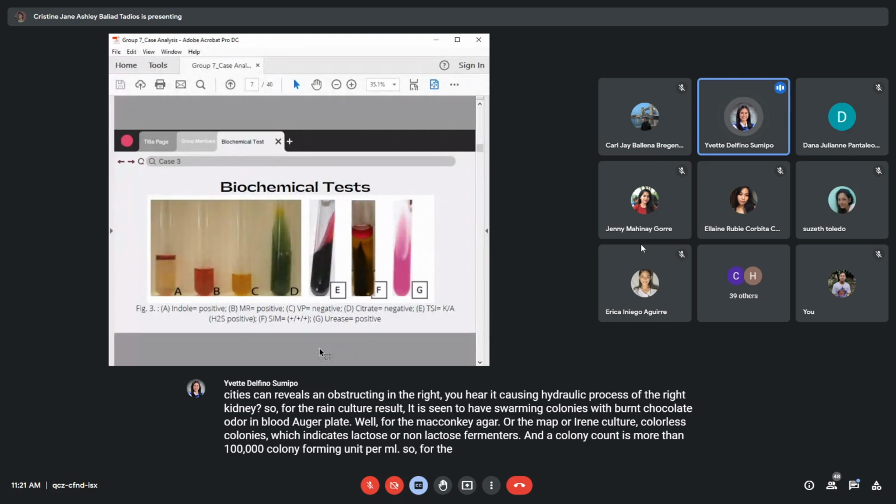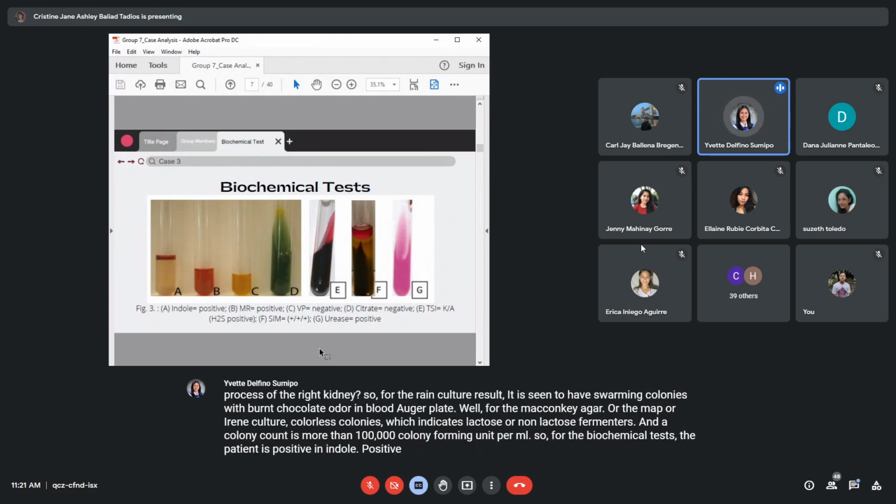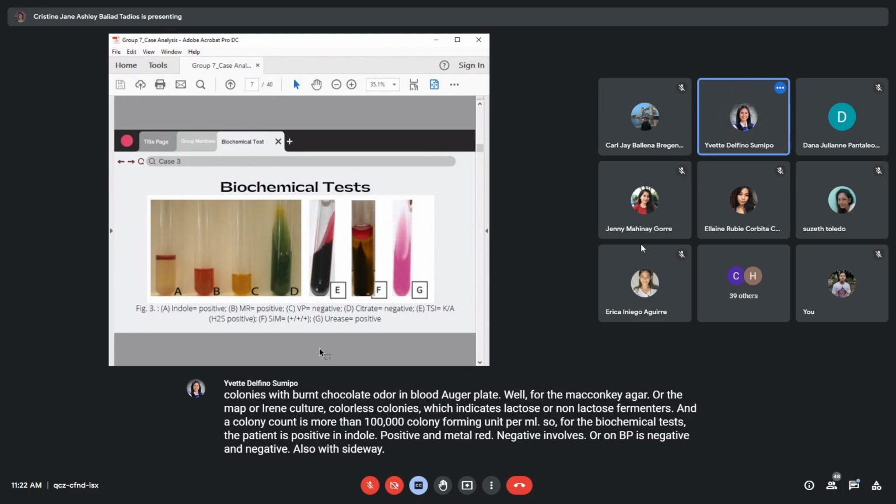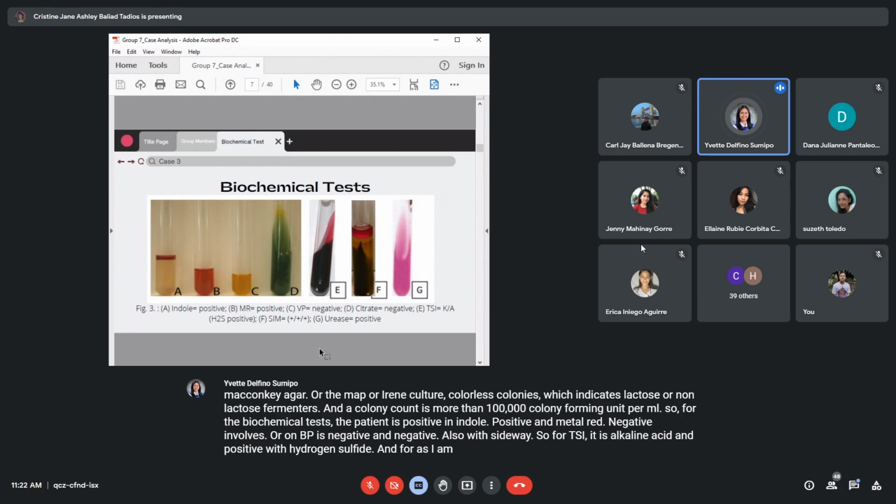So for the biochemical tests, the patient is positive in indole, positive in methyl red, negative in Voges-Proskauer, and negative also with citrate. For TSI, it is alkaline over acid and positive with hydrogen sulfide. And for SIM, it is positive, and positive also with urease.